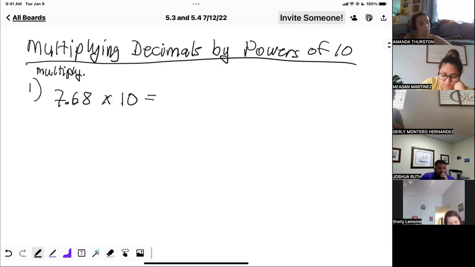Well, when you multiply by 10, you're making the number bigger, right? So this is how I do it. How many zeros are there? 1. So I know the number has to be bigger. So I'm going to move the decimal place 1 to make it bigger. So my answer is going to be 76.8. So I look at how many zeros there are. That's how many I move my decimal place. Because it has to be bigger, I have to move it to the right. And I get 76.8.